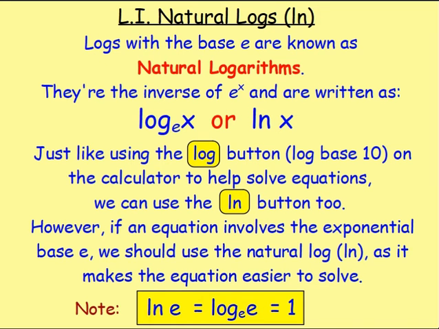Something else that we can do with logs, well, if you have e to the power of x, you can take its inverse as well. The inverse of e to the power of x is known as a natural logarithm. The way you write it is either log base e of x or, more commonly, ln x. Just like using the log button, the way we did a few seconds ago, take the logs of both sides, well, we can also take ln, it's still logs of both sides. But if e is involved, you tend to use ln to make the rest of the problem easier, because ln means log base e, and ln e is going to be equal to 1.